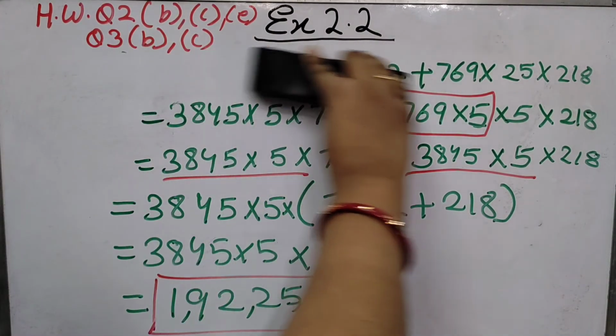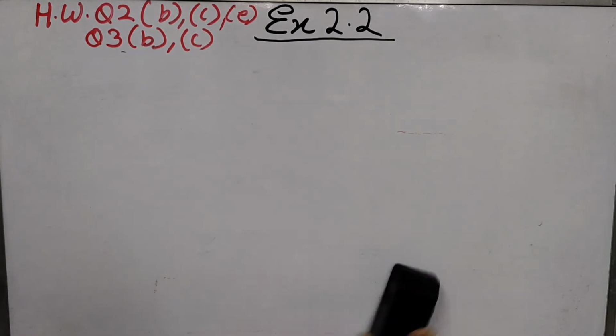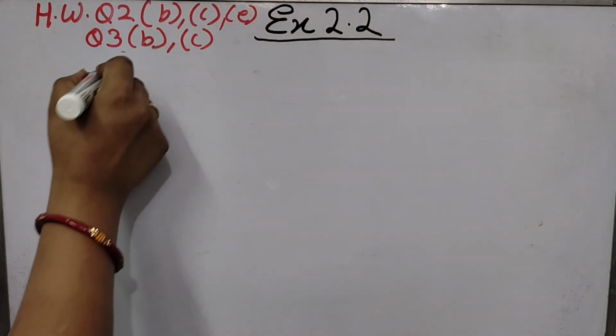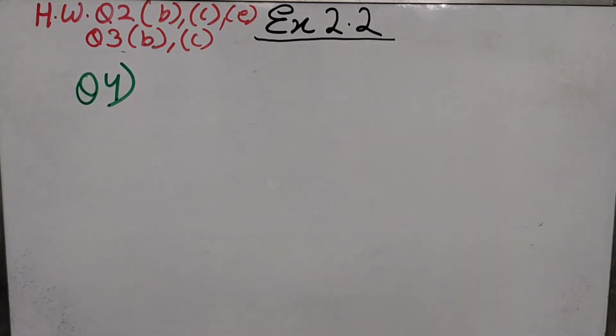Moving on to next question. Question number 4 is, find the product using suitable properties. We learned about different properties in whole numbers: closure property, commutative property, associative property, distributivity of multiplication over addition, identity. These were the properties. So in this question, we need to apply suitable property according to the question.